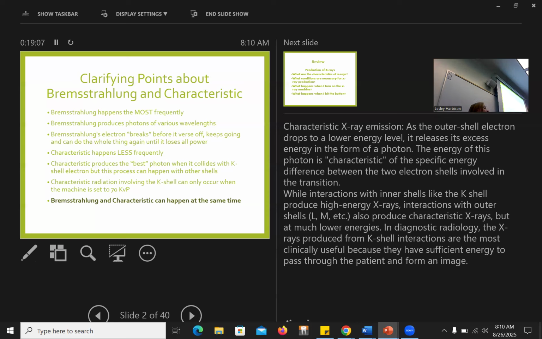If it was set lower than that, the electron bombarding this target simply wouldn't have enough power to knock it out. So with the machines at the clinic, we get a little bit of both, or mostly characteristic. If it's set at 70, we know we're getting characteristic, but we're getting both. You can have both happening at the same time.